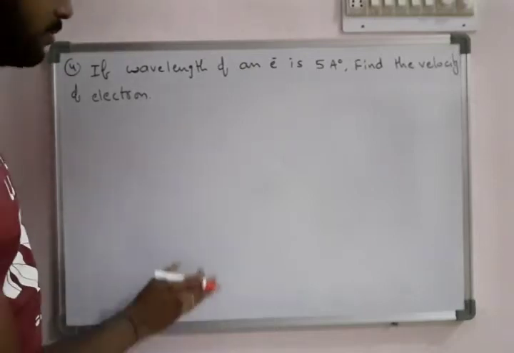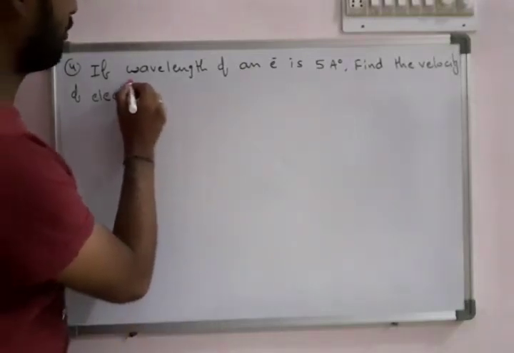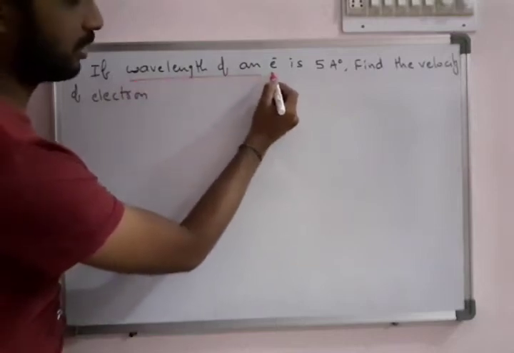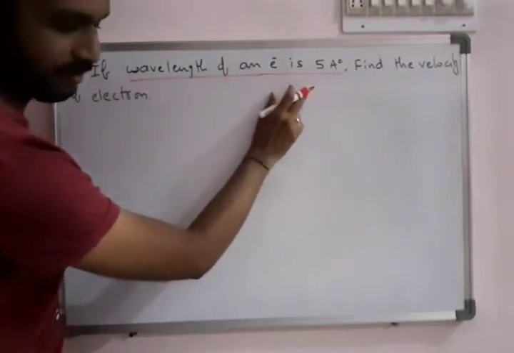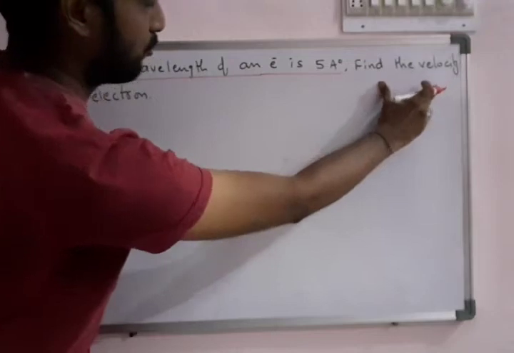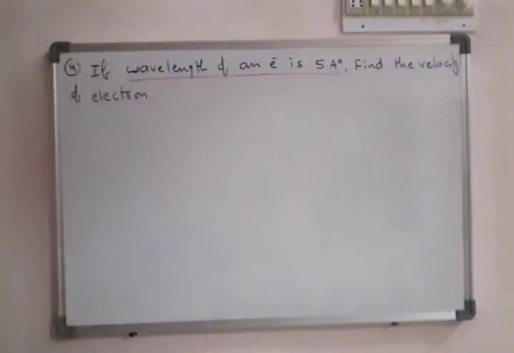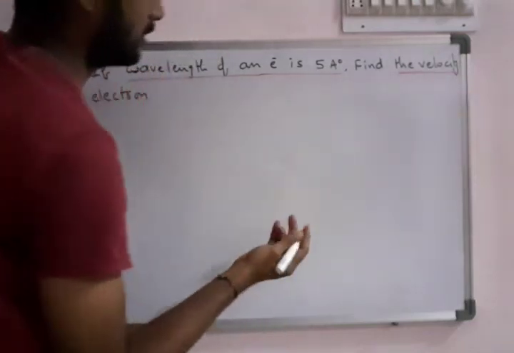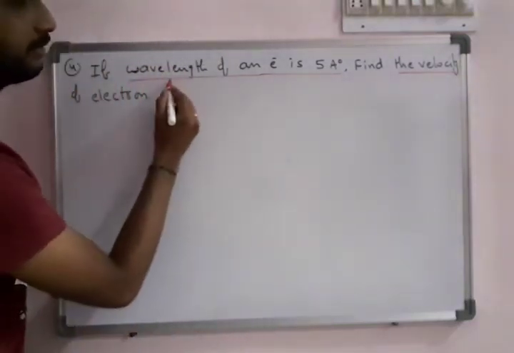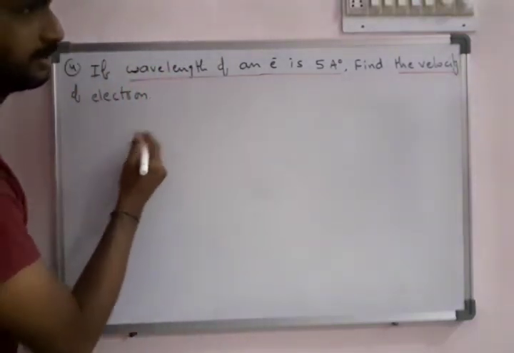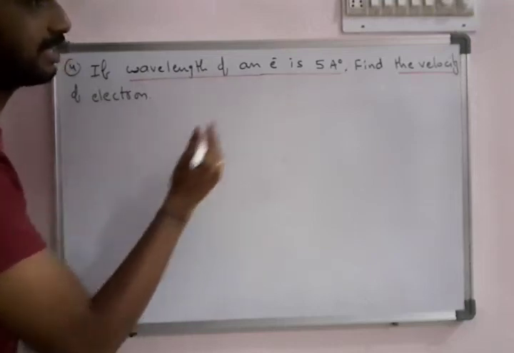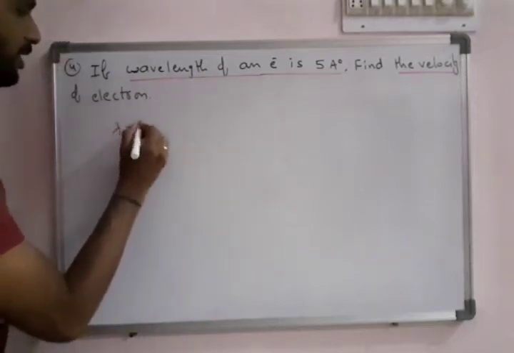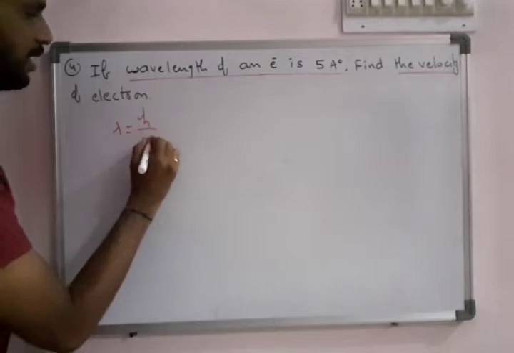Okay, see the next problem. Here, if the wavelength of an electron is 5 angstrom, the wavelength is given, so we need to find the velocity of that electron. So what is the relation between wavelength and velocity? We know the relation is lambda equals h by mv.